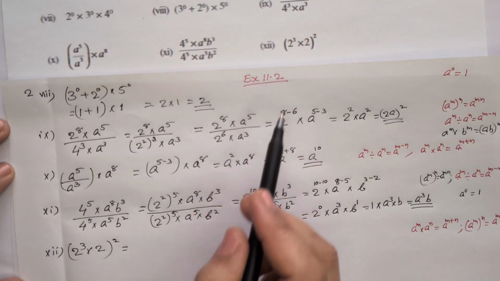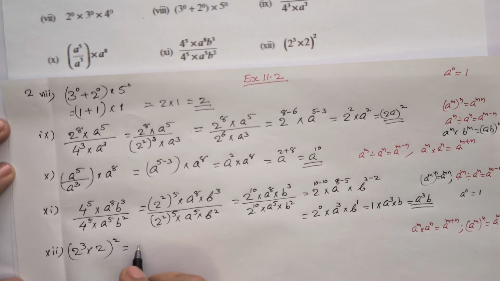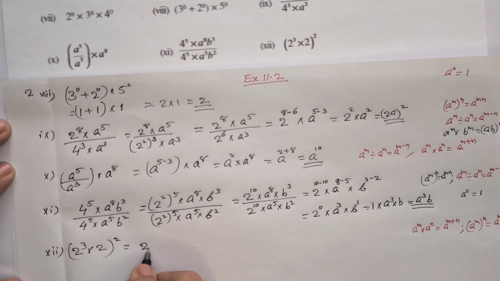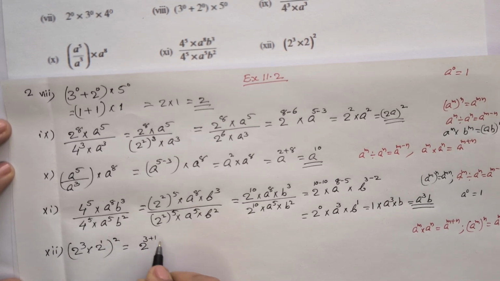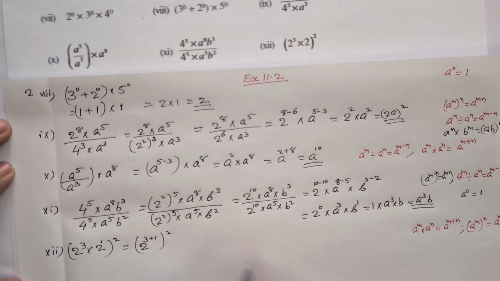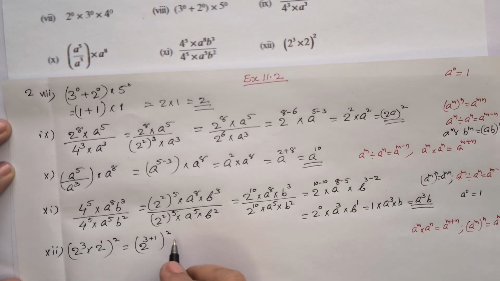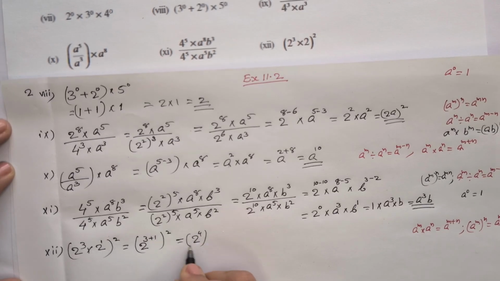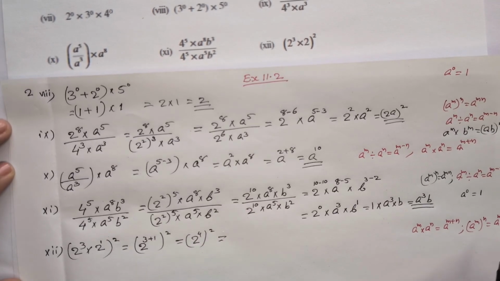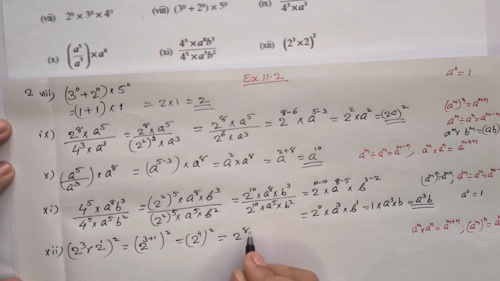12th one, 2 cube into 2 the whole square. So first we have to solve inside the bracket. 2 raised to 3 into 2, this one we can consider as 2 raised to 1. So 3 plus 1, the whole square, using the rule m plus n, which is equal to 2 raised to 4 the whole square, and that is equal to, using the rule m the whole raised to n is mn, 2 raised to 8.